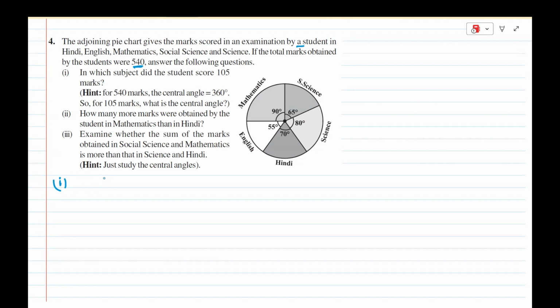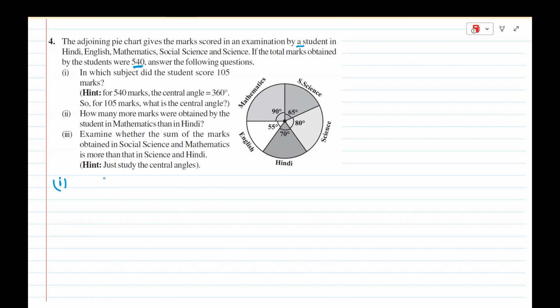So see the first question. What it says: in which subject did the student score 105 marks? Okay. So for that, what I need to do? For that, set 540 marks means total, one complete circle, and which is 360 degree, correct?